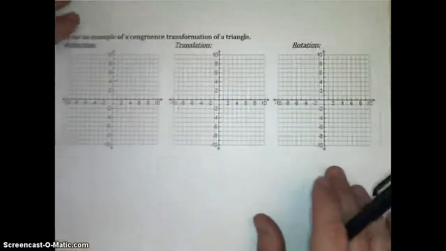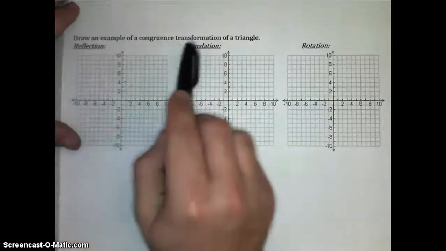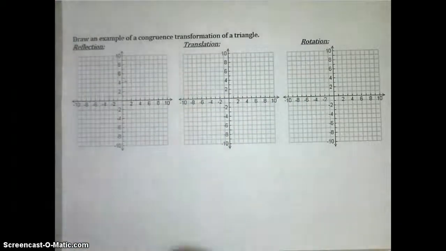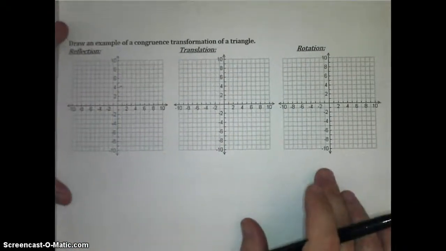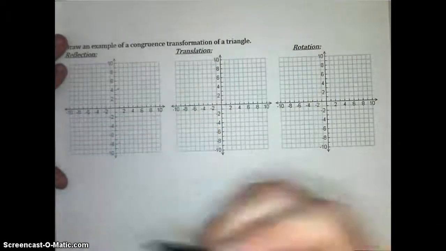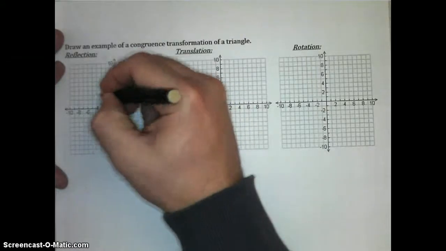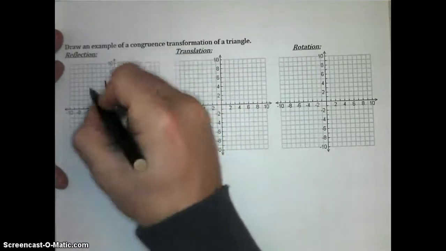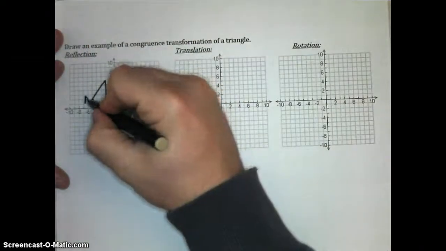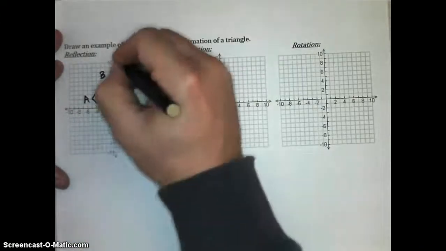Alright, and we're gonna do most of this in the video, but I do want to give you a heads up. In your notes, it says to draw an example of a congruence transformation of a triangle. Do a reflection, a translation, and a rotation. You get to pick most of this on your own, but I'm going to give you some guidelines. I'm going to give you your original figure, or what we call the pre-image, in each one of these. For your reflection, I want you to reflect this triangle A, B, C over the y-axis.